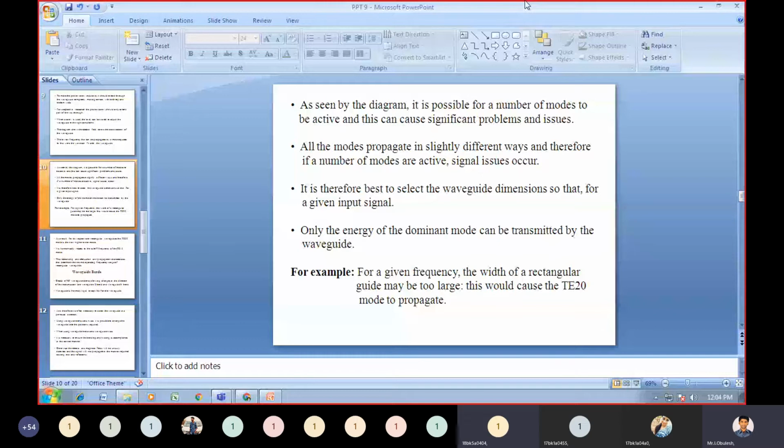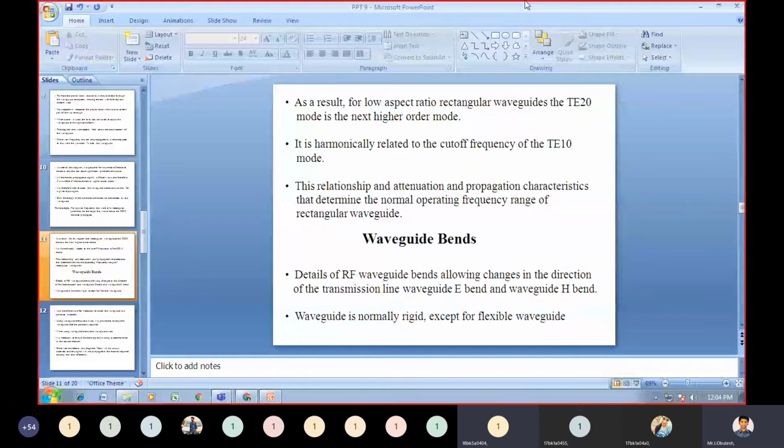Next, for a low aspect ratio rectangular waveguide, the TE20 mode is the next higher order mode. It is harmonically related to the cutoff frequency of the TE10 mode.